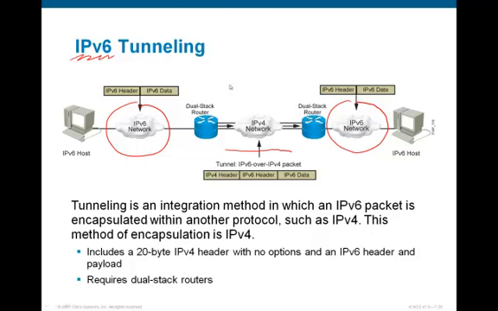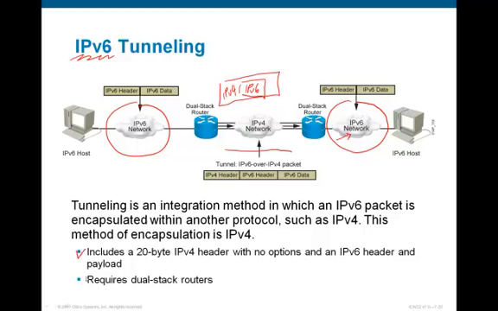The idea simply is to encapsulate the IPv6 data packet with a corresponding IPv4 header so that it can be routed through the IPv4 network. And of course, when it reaches the other side, the IPv4 headers are removed so that the IPv6 data packet can continue to be routed through the IPv6 network.